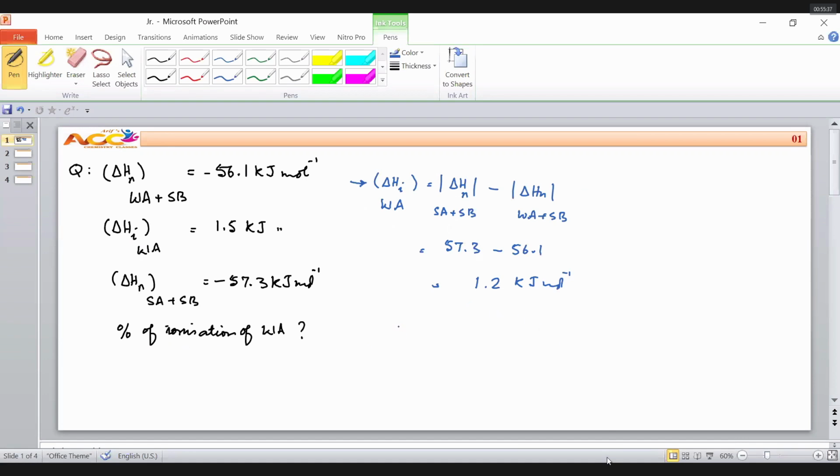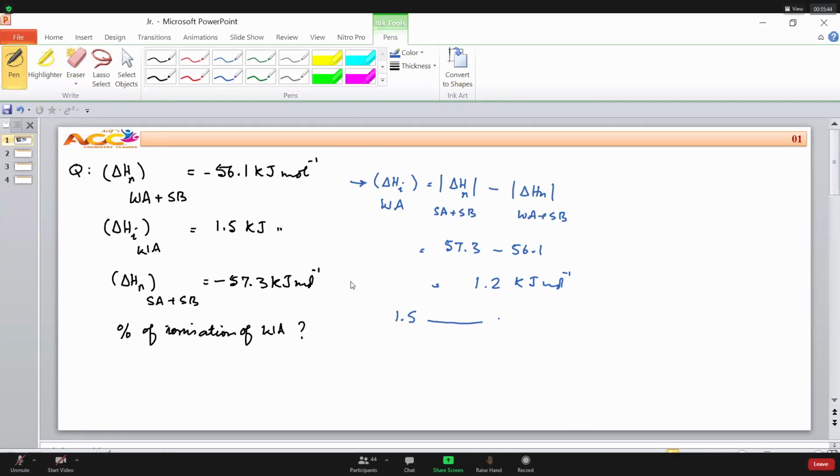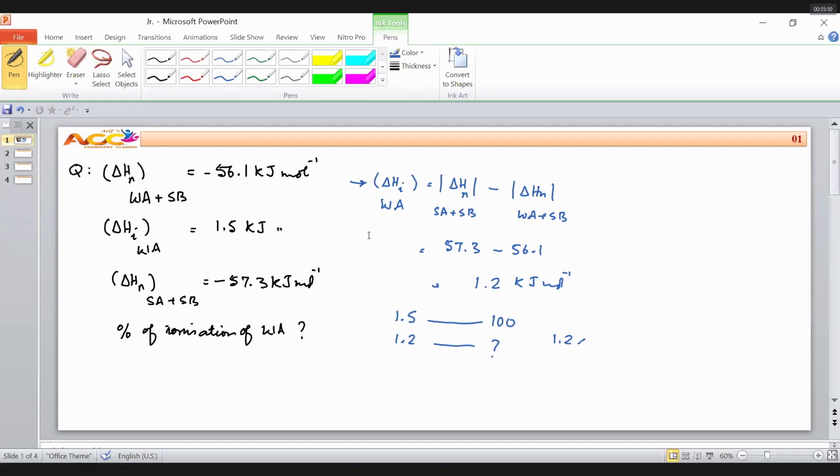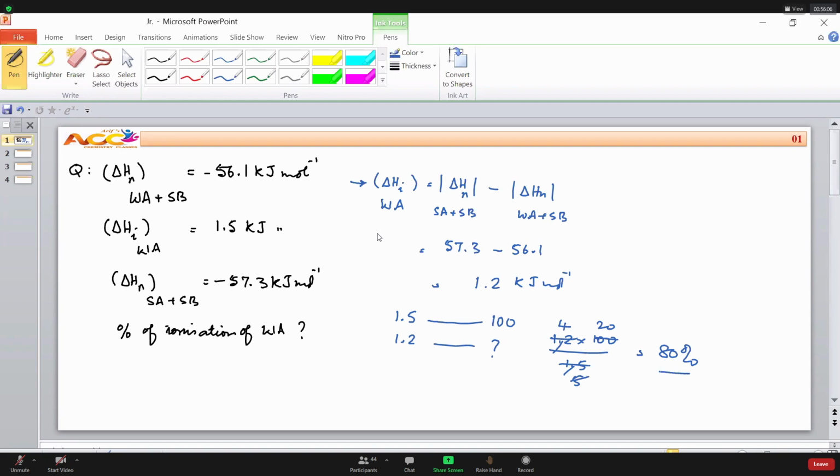Therefore, this is a supermarket problem. How to proceed? Sir, if it is 1.5 kilojoules, total percentage ionization is 100. If it is 1.2 kilojoules, how much? 1.2 into 100 upon 1.5. That is 80. That means we have 80 percent ionization of the acid. Go ahead.